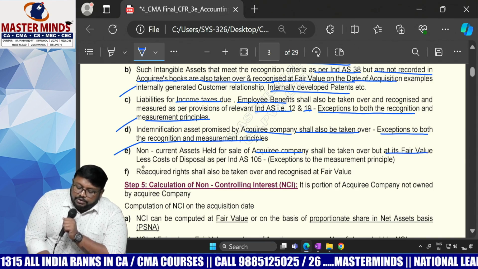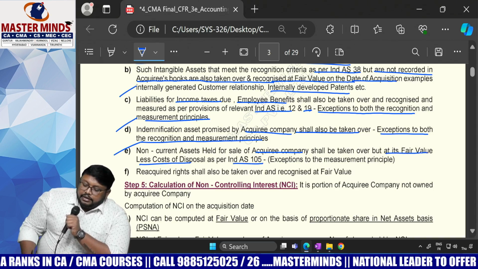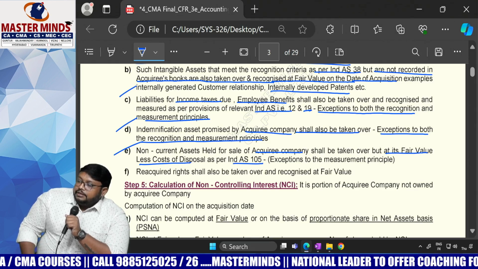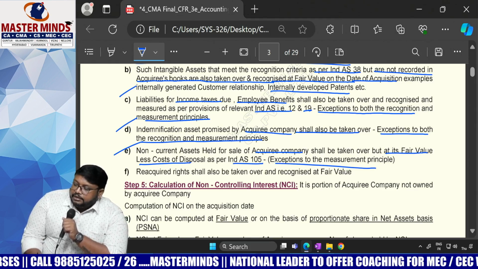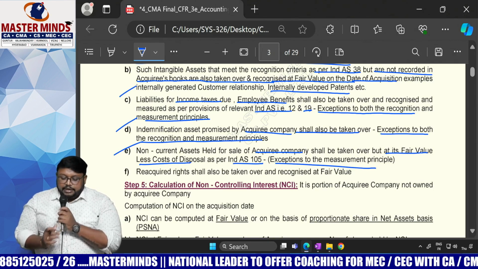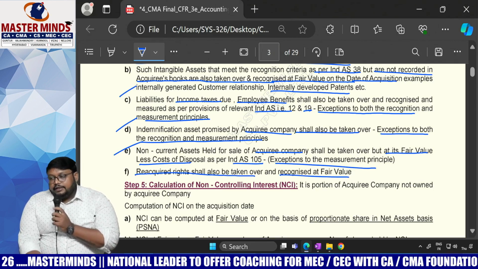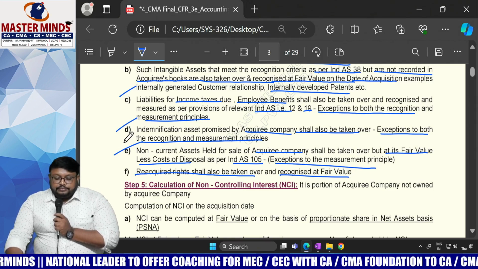at fair value less cost of disposal. That is as per which rule, Nana? Ind AS 105. So there for recognition purpose we are using the rules from Ind AS 105, which is also an exception to the measurement principle of our standard, Ind AS 103. Next one, reacquired rights shall also be taken over and recognized at fair value. So these are all the things we have to make. Is everyone up to here clear?